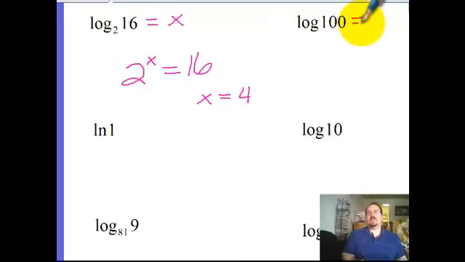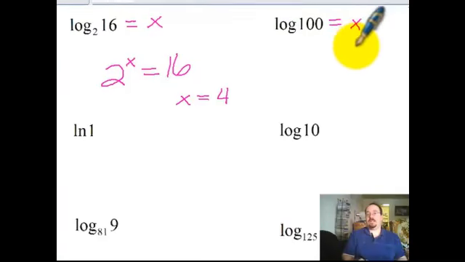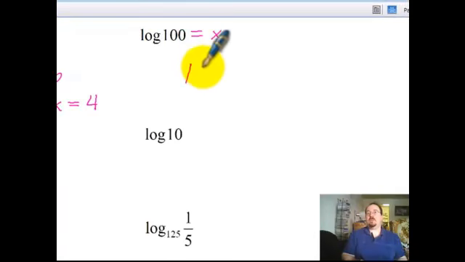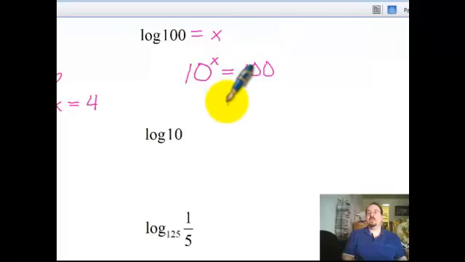Let's look at this one. Log of 100 equal to x. Well, if I don't have a number here, that means I'm talking about base 10. So 10 to the x equals 100. And what would x have to be to make 10 become 100? Well, I think 10 squared, so that means log of 100 is actually 2.